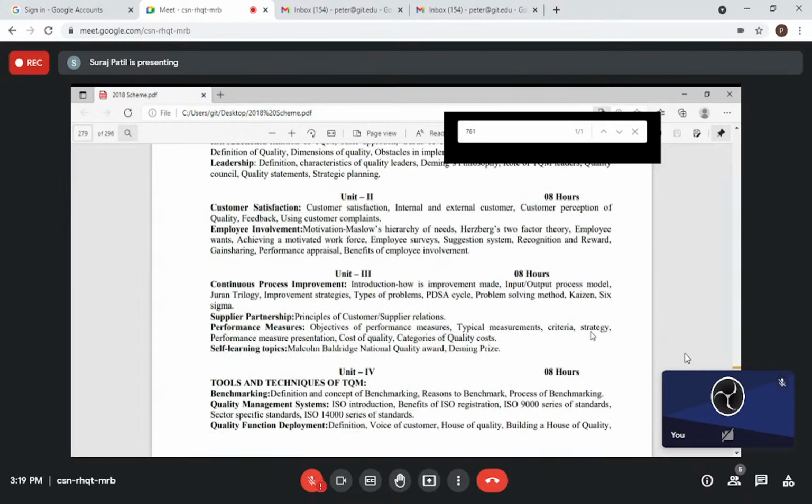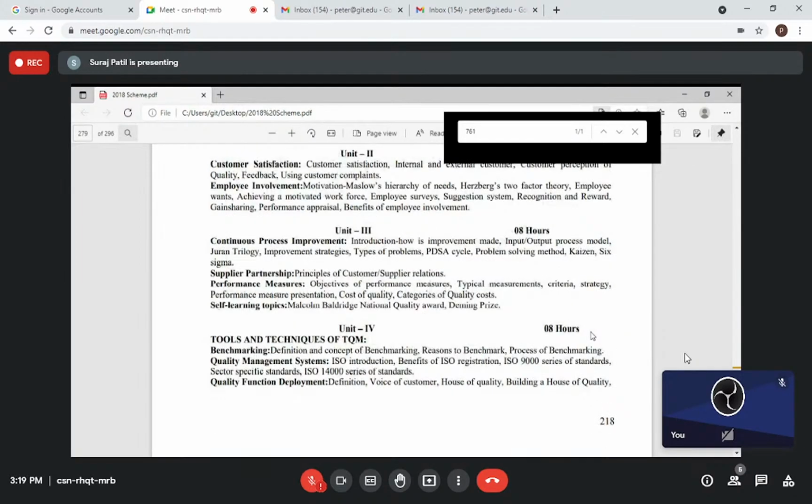Then in unit 3, you have the continuous improvement process. How to improve continuously. Like now, you have taken second rank and you want to go for the first rank, then you will be improving continuously. But not that from second you will slip to third, then fourth, and then 10th. So there is something called the continuous improvement process. Then you have plan, do, study, and act, that is the PDSA cycle, problem solving methods, Kaizen, Six Sigma. All are a part of customer satisfaction.